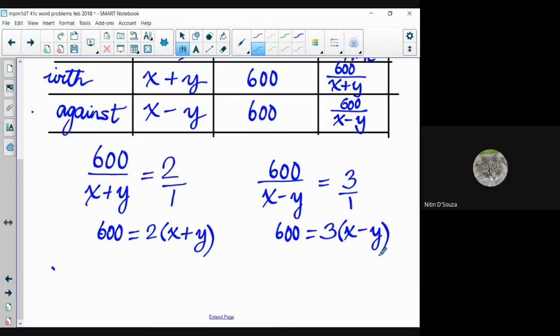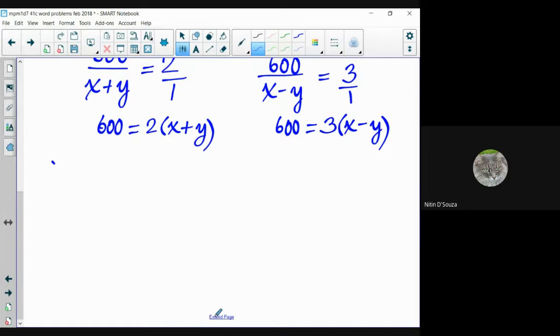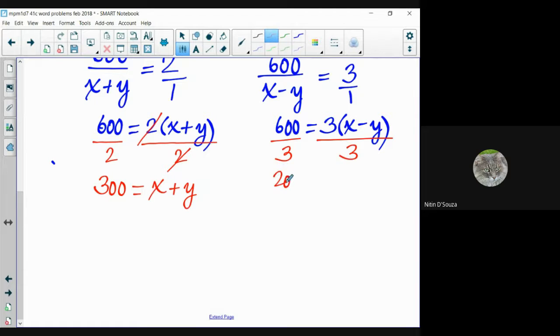Yes or no? Yes. Before you multiply, let's see if we can make this simpler for us. That's 2 divided into 600. So why multiply it out? Why not divide both sides by 2? Then you're going to get 300 equals x plus y. Three also divides into 600, so I'm going to divide both sides by 3. 200 equals x minus y.